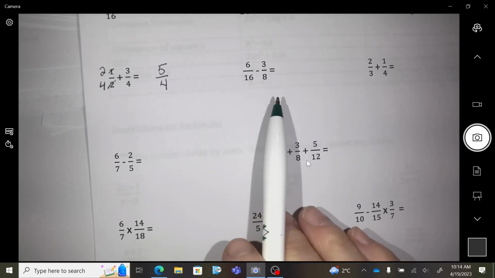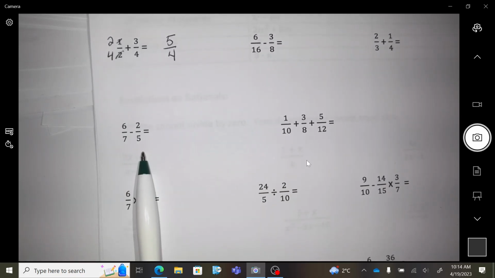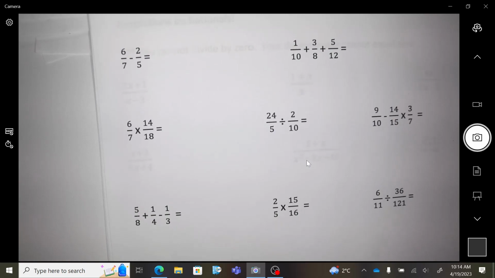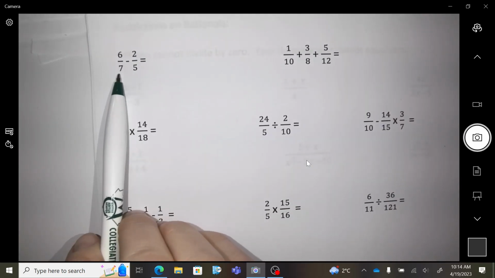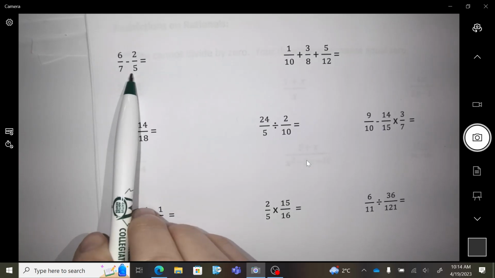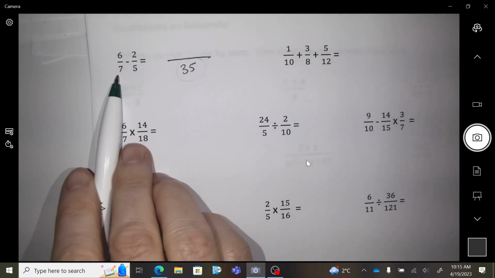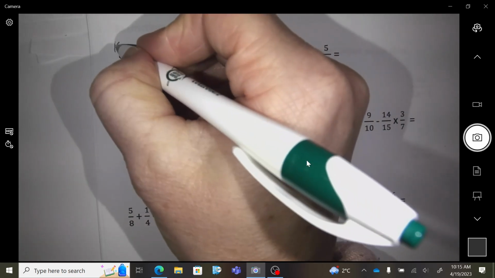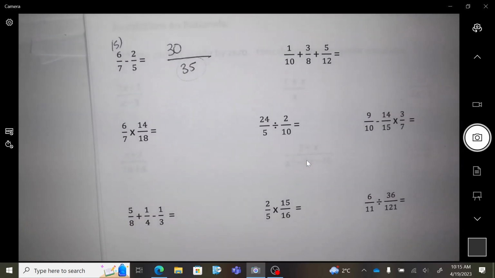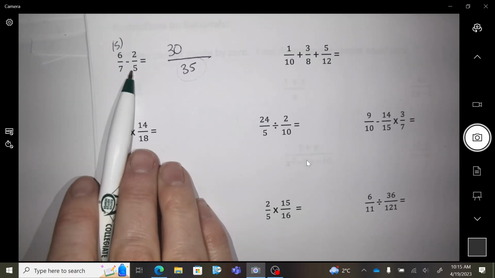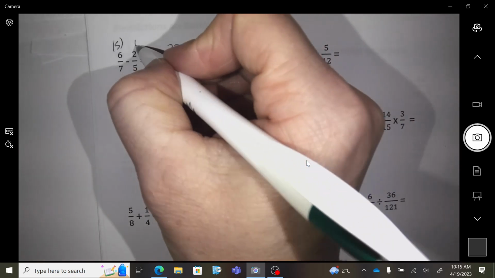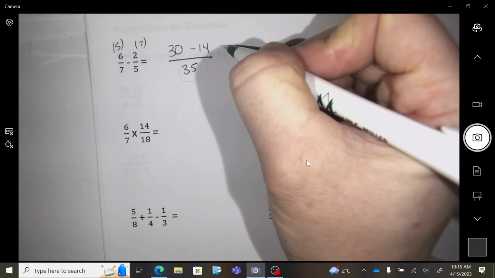Remember how to do that? Okay, we'll skip. Let's do this one. So we just talked about that word common denominator. So what do I want the denominator to be? What am I picking? 35. Okay, so if I make it a 35, what would I have to do to this one? Times by 5, so now it's a 30. What would you have to do to the second fraction? Times by 7, so minus 14.